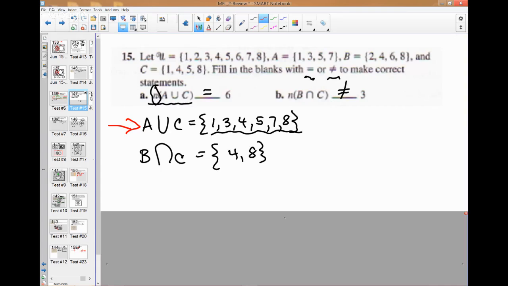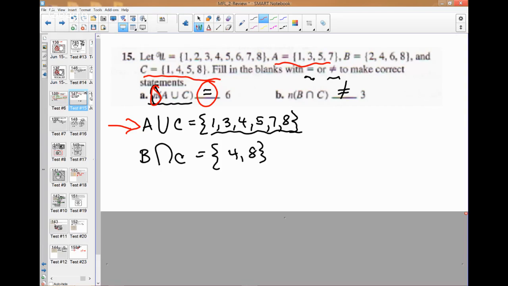So I don't know if you want to visually check. Here's the A up here, and here's the C, and see if I correctly put them together. I get 1, 3, 4, 5, 7, 8. And now you can answer the question, what's the number of elements in that set? 1, 2, 3, 4, 5, 6. So because it is 6, I put an equal sign for my answer.